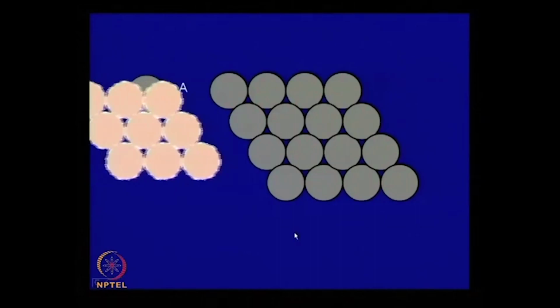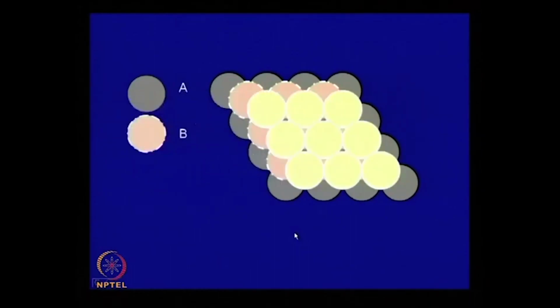So, it comes and occupies one of the positions, we call this layer B, and then we bring in another to the other side. We call this layer C. So, look at this arrangement from this side, it has a similarity to the face centered cubic structure.